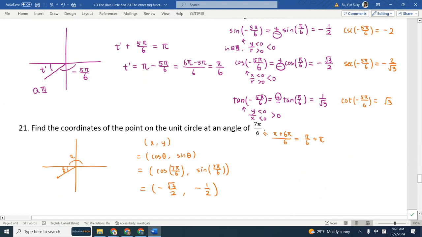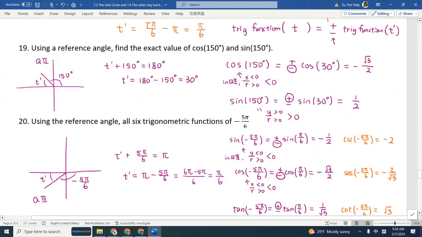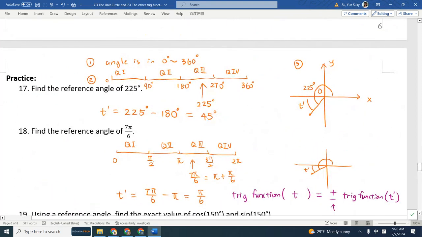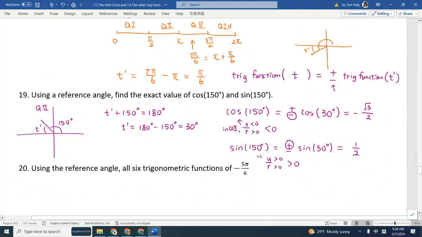So yeah, we finished number 21. Any questions? So far so good, everybody? Okay. So yeah, you can practice more, like this problem, or this problem. You figure out the reference angle, and now you can find the values of all 6 trig functions.